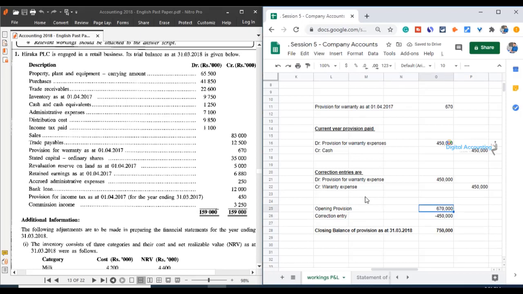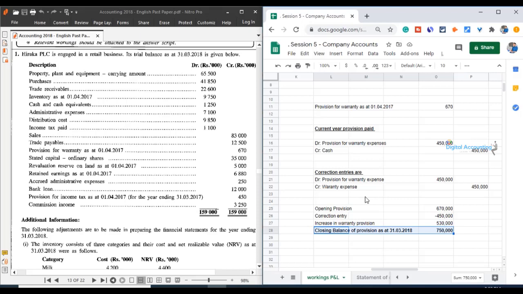So the opening balance of the provision is 670,000. So we need to adjust this 450,000 because we need to reduce the liability. So now we have a balance of 220,000. But in the year end, the closing balance of the provision, it should be 750,000. So the increase in warranty provision is 530,000. So now the closing balance of provision as at 31st March 2018, this is for current year sales.